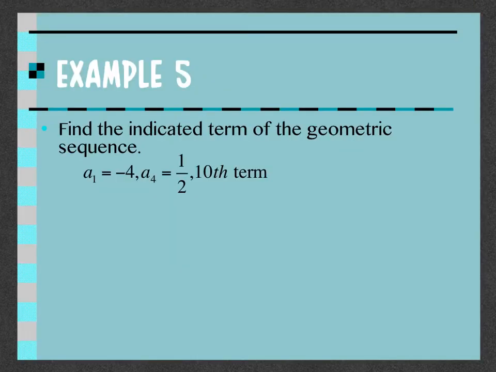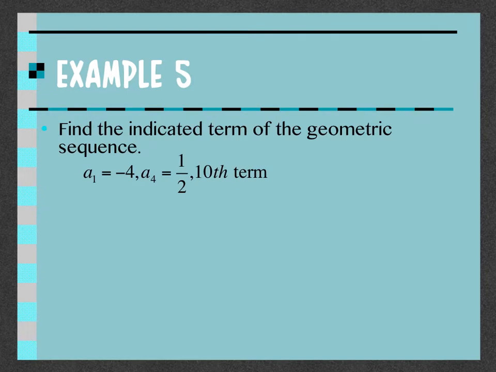Okay, example 5, find the indicated term of the geometric sequence. So this is giving me A sub 1, and it's giving me A4, and it wants the 10th term. So these are a little tricky until you understand it, and then they're super easy. But I'm going to teach you how to understand it, okay?